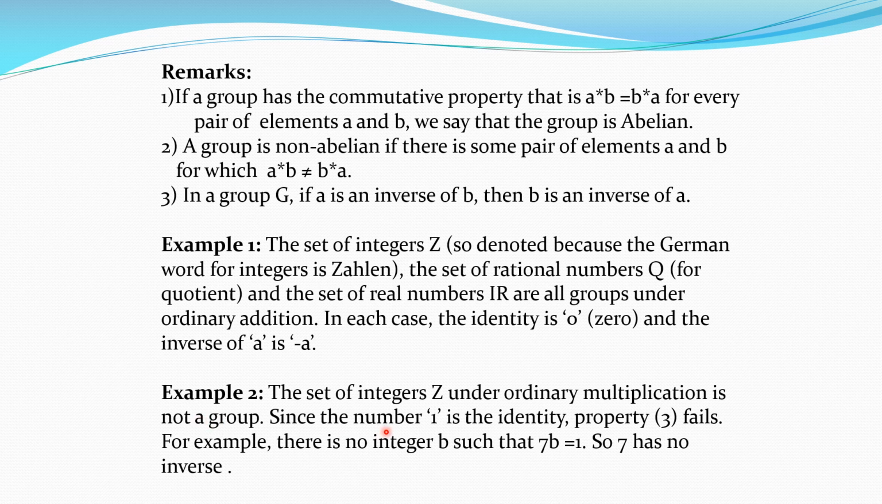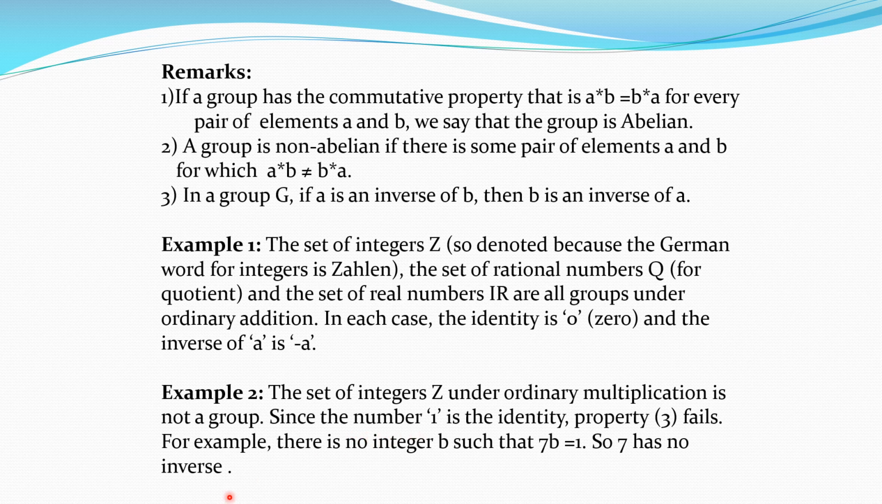Now, to show that some set is a group, it must satisfy all the four properties. But if one of the properties fails, then immediately we can say that it is not a group, and the remaining properties we can skip. Now here the set Z under multiplication is not a group. Actually for any element A in Z, A into 1 is A. So 1 is the identity with respect to multiplication.